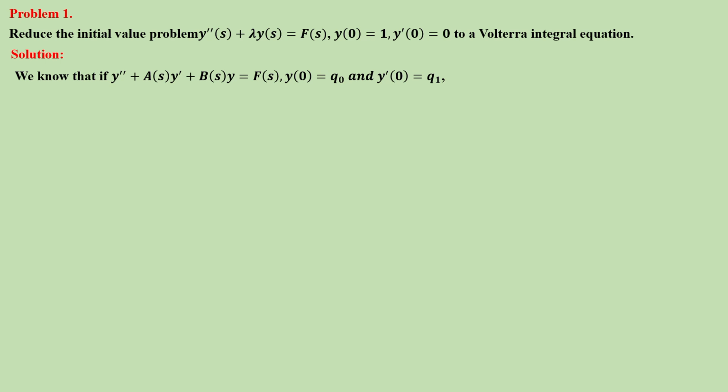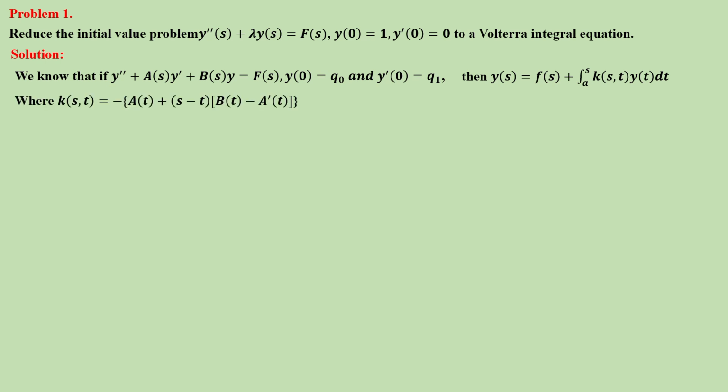We know that for y double dash plus a of s y dash plus b of s y equal to f of s, with y of 0 equal to q naught and y dash of 0 equal to q1, the solution y of s is equal to f of s plus integral a to s k of s comma t y of t dt, where k of s comma t is equal to minus a of t plus s minus t into b of t minus a dash of t, and f of s is equal to integral a to s, s minus t f of t dt plus q naught plus a of a q naught plus q1 into s minus t.